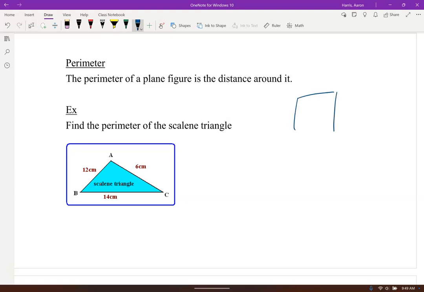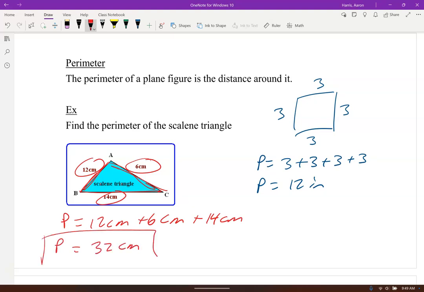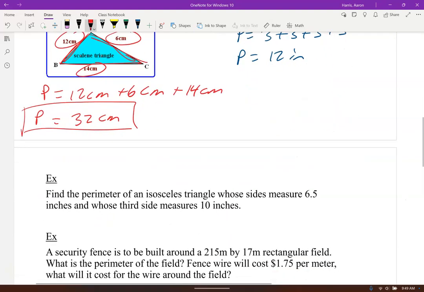So, if you have like a square whose sides are 3 inches, and you add up all the sides, the perimeter would be, in this case, 12 inches. Add up all the sides. For this scalene triangle, I'd add up the 12 centimeter side plus the 6 centimeter side plus the 14 centimeter side. So it looks like we got, what, 32 centimeters? Would be our perimeter for this scalene triangle.